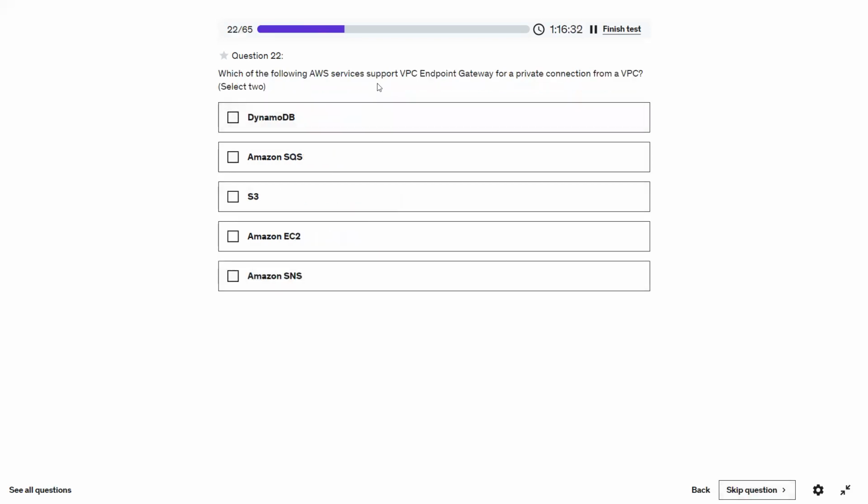Which of the following AWS services support VPC endpoint gateway for a private connection from a VPC? There are two types of VPC endpoint: one is the interface, and one is the gateway. For the interface, it covers Amazon EC2, SQS, SNS, but for the gateway, it is DynamoDB and S3.